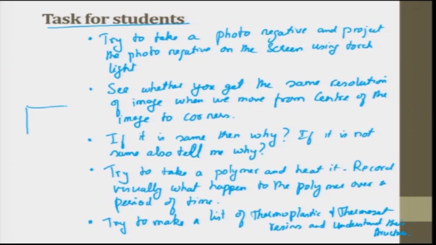What I am trying to say is the image quality at this point will not be the same. If it is the same, then why? If it is not the same, why? So this is the film. Thank you very much.